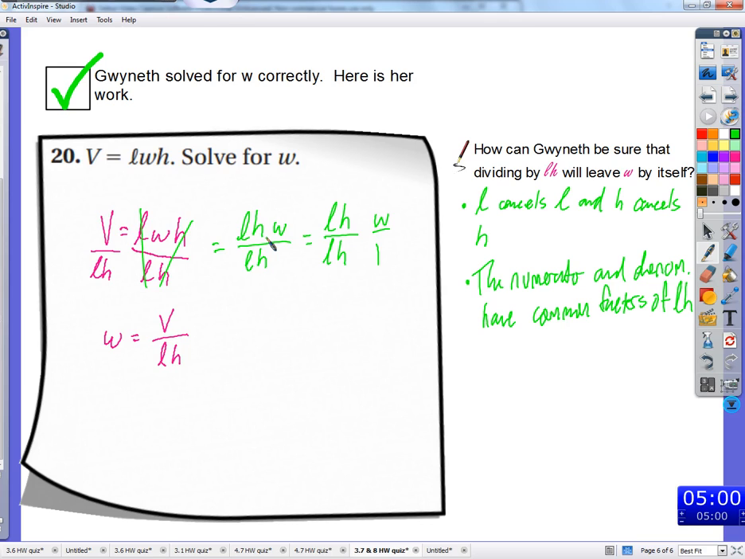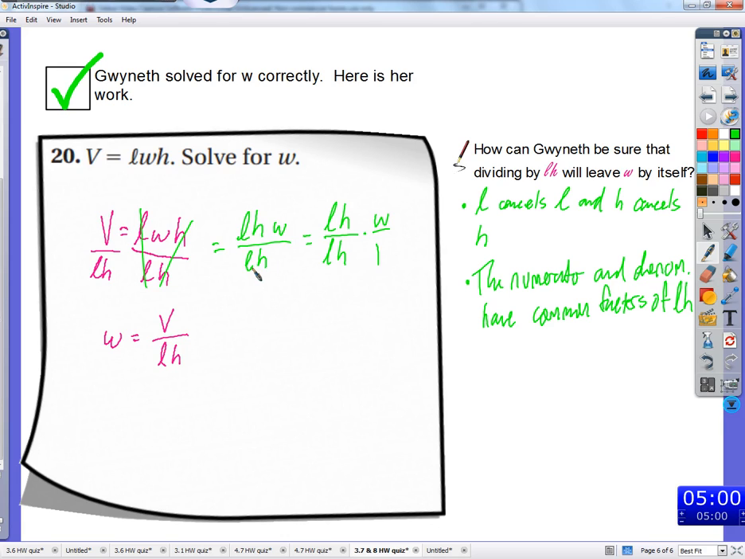Okay? And is this, the product of these two fractions, the same as this? I'll go ahead and answer that for you. Yes, it is. Why is it? How can you convince me that this is equivalent to that? Because when you multiply fractions, you just multiply straight across. And if we multiply straight across, we get L times H times W. That's what that is. L times H times 1 will just be L times H.